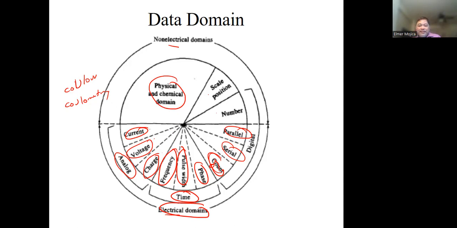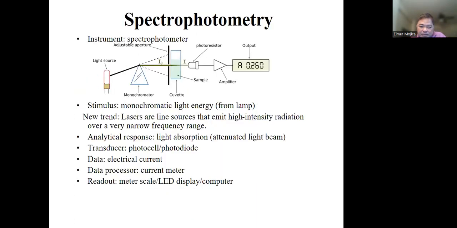So which is better? The use of the eye or the use of a spectrometer? The spectrometer is more sensitive than an eye. So maybe if you see it using your naked eye, you see that there's no color change. But if you're going to use a spectrometer, you will see that there's some signal that is generated there. So that's what it means by the difference between electrical domain and non-electrical domain. Okay. So if we're going to look one example, spectrophotometry, and we will discuss about that.